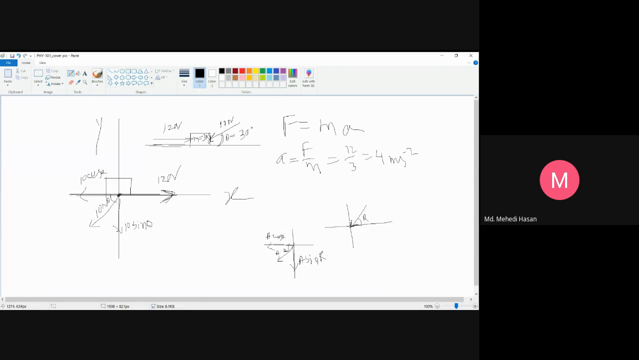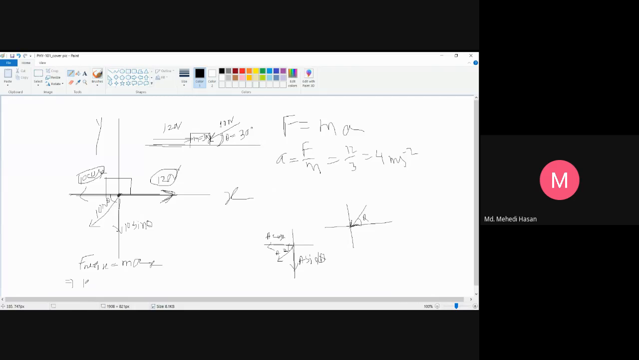Now let's write down Newton's second law: net force along the x-axis is equal to m a x. Now for the net force along the x-axis, there are two forces involved. One is 12 Newton, another is 10 cos theta. The 12 Newton is in the positive direction, and 10 cos theta is in the negative direction.